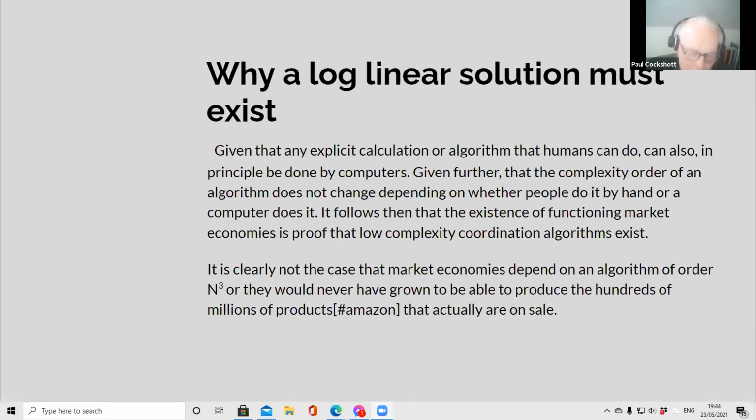Now, what is generally the case with these things is that you have to trade off optimality against speed. And we have no reason to believe that an actual capitalist economy arrives at an optimal solution.